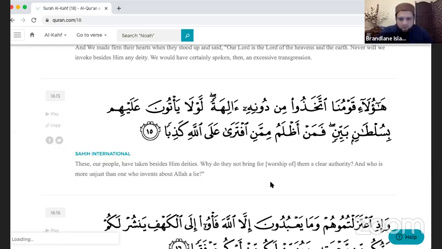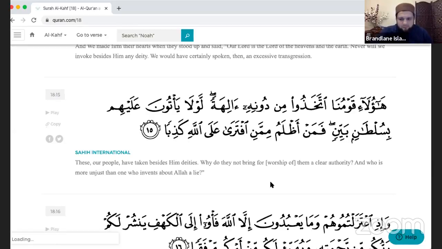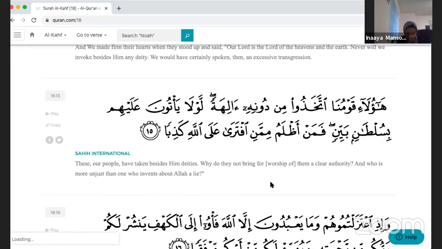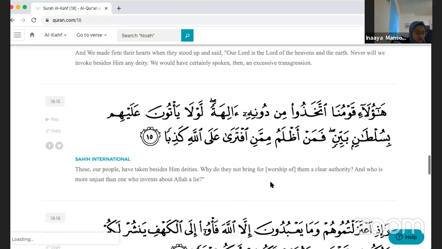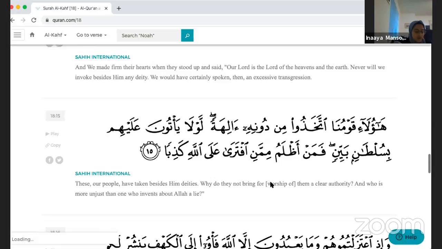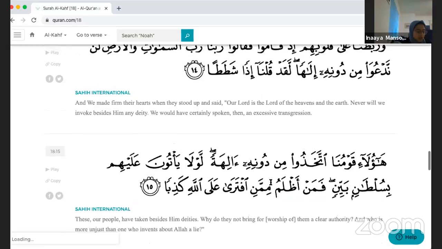The translation, Inaya. The young men said to one another, "Now that you have withdrawn from them and denounced those whom they worship besides Allah, let us take refuge in the cave. Your Rabb will extend to you his mercy and provide you."